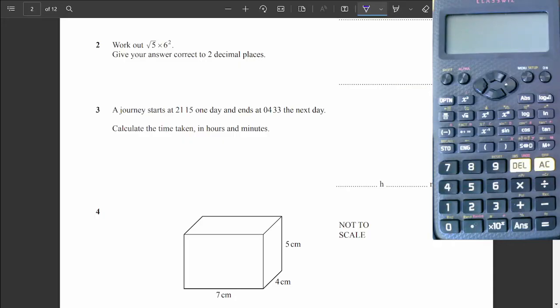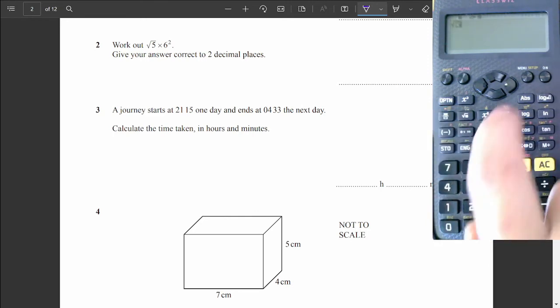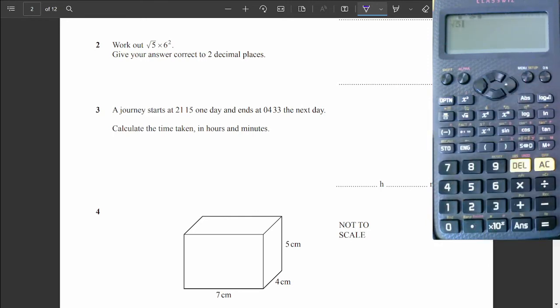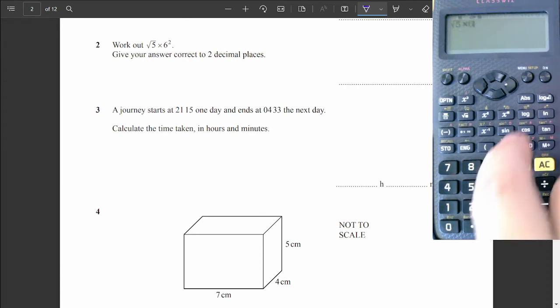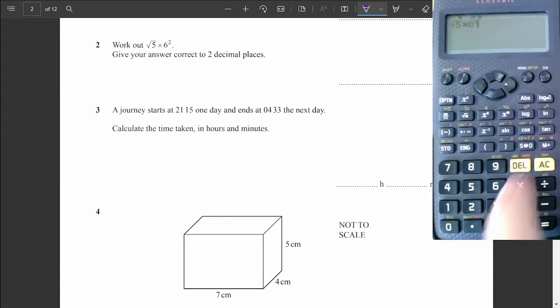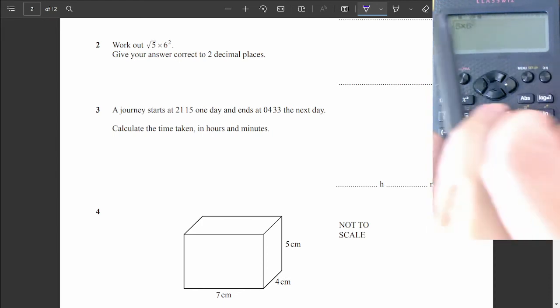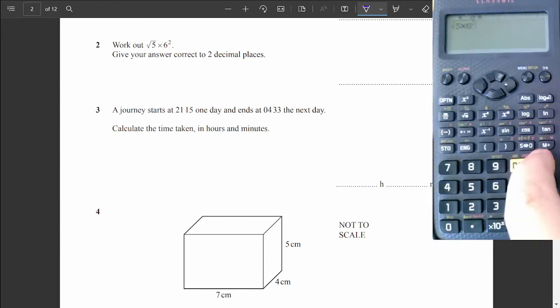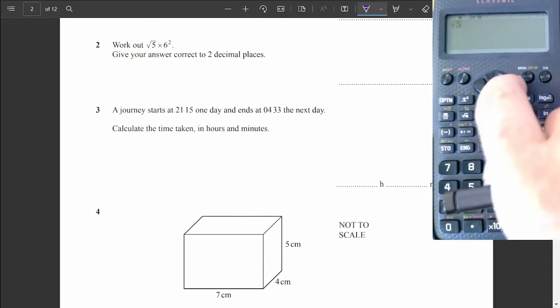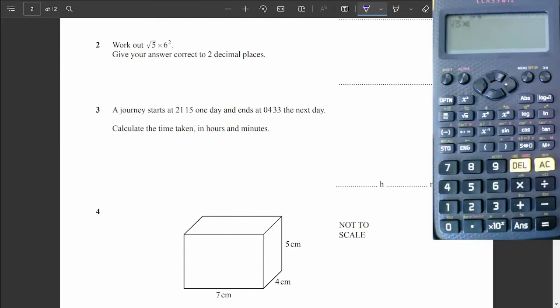Question 2, calculator question. Make sure you slot this in correctly. We put square root 5. Use the side arrow to move away from underneath the square root. What would be wrong is to continue typing, and you see that square root is over the 6 squared. That is wrong. So use the side arrow. Make sure the square root stops there.